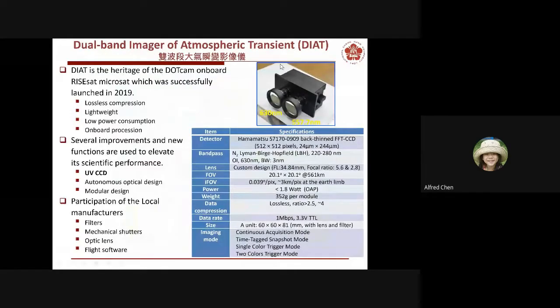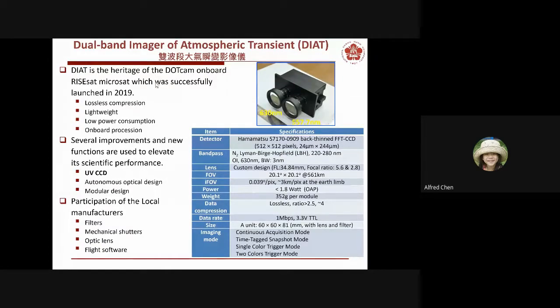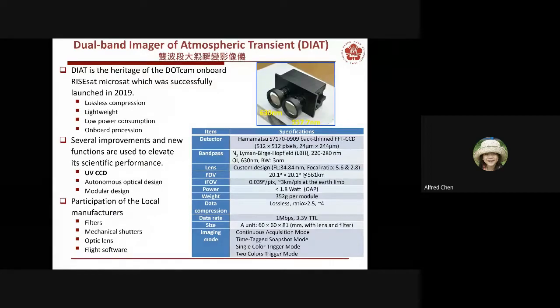So here is the DIAT. The design of the DIAT is a heritage of the DACAM, which is on board the Japanese RISESAT microsatellite, which was successfully launched in 2019. So this is the DACAM we placed on the Japanese microsatellite. And this camera has some very interesting features because it is equipped with lossless compression. The data compression ratio typically is greater than 2.5 and it can reach 4. And this is a very lightweight camera with very low power consumption.